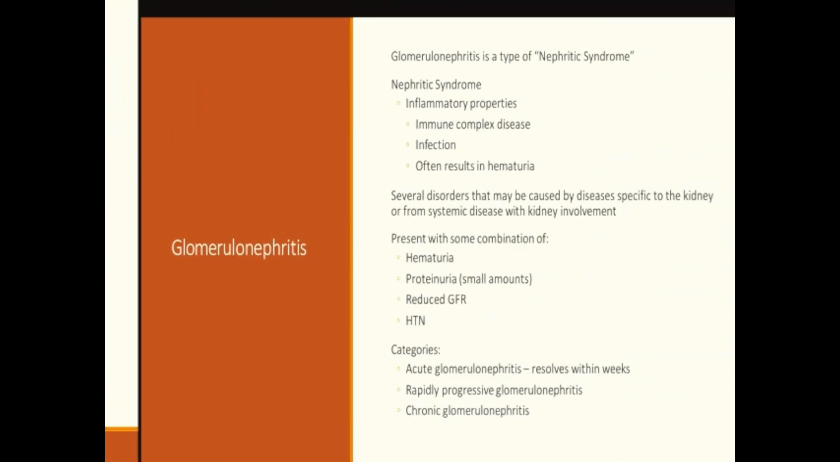So glomerulonephritis refers to just the nephritic diseases. And because it's nephritic, we know it's inflammatory, what causes the problem here. It's inflammation. Immune complex disease, infection, and often results in hematuria. So a lot of blood in the urine on these patients.